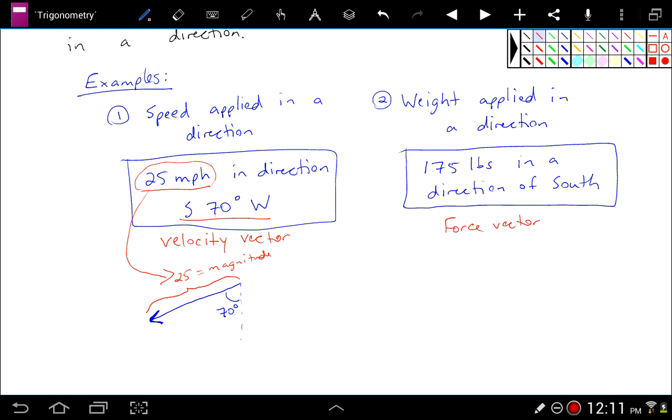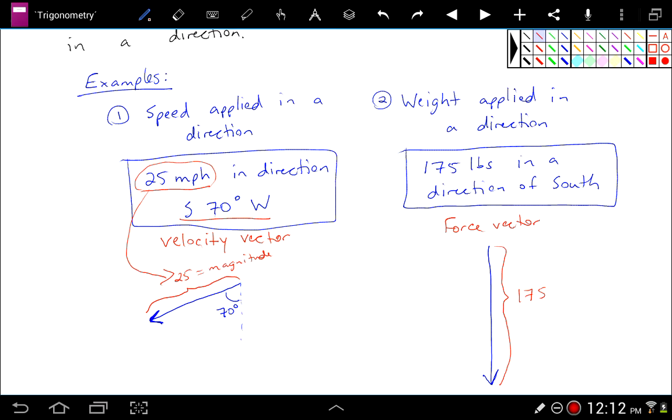Okay, similarly over here, a weight of 175 pounds in a direction of south would be a vector or an arrow that points directly downward, and we would say the length of this vector, I bet you can guess, would be 175. So the magnitude of this force vector is 175, and the direction of this force vector is south. The units, pounds or miles per hour, you would have to get from a context of some sort. If you're working in some sort of application problem, you'd have to know what unit goes on the number or the magnitude for the vector.